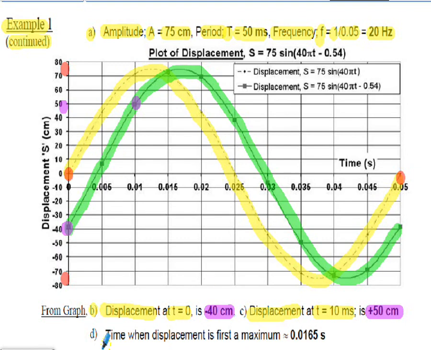And part D wants us to find the time when the displacement is first a maximum, a peak value. Now that's a bit of an estimate here. It looks like it's 0.0165 seconds, but as it's a graphical method, it's a bit difficult to tell. But that would be the peak of our system waveform, and that appears to be of that kind of estimate of 0.0165 seconds.